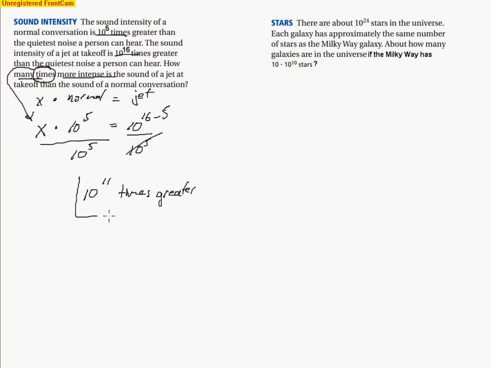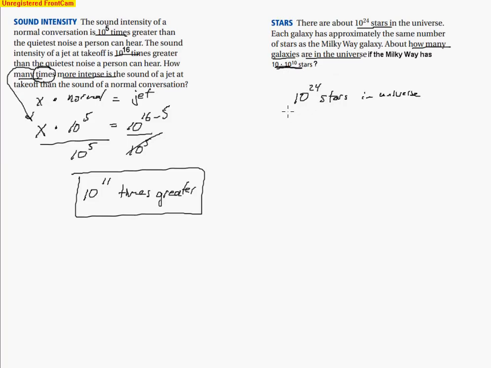So let's take a look at our next problem here. It says there are about 10 to the 24th stars in the universe. Each galaxy has approximately the same number of stars as the Milky Way galaxy. About how many galaxies are in the universe if the Milky Way has 10 times 10 to the 10th stars in it? Okay, so we'll start off with the universe. There are 10 to the 24th stars in the universe, and then it tells us that about how many galaxies are there if there are 10 times 10 to the 10th stars in that galaxy.